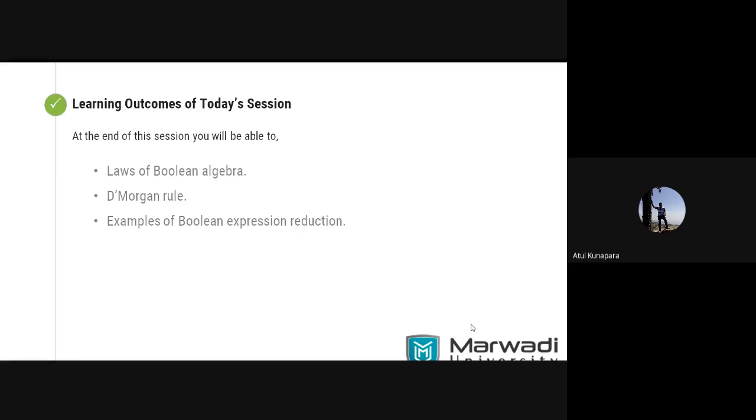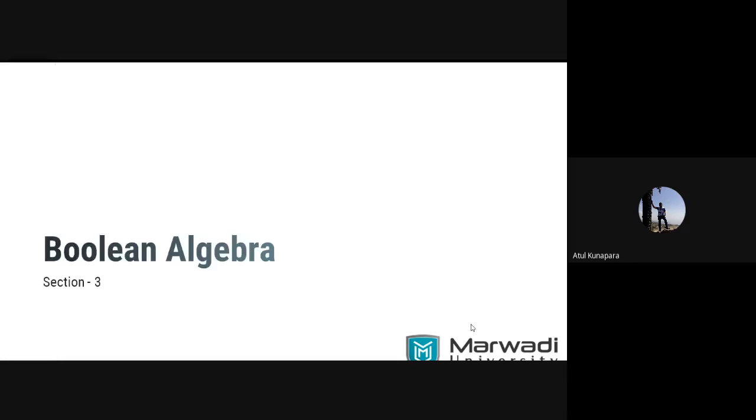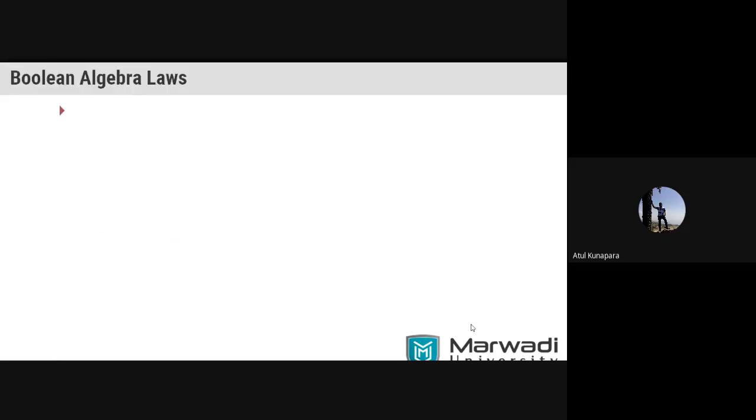One of the most famous theorems for Boolean expression reduction is the De Morgan rule, which we also came across in the laboratory session. So that also we'll be discussing here. And then we'll take examples of Boolean expression reduction based on the application of all these rules. So let's move inside the Boolean algebra part of this chapter. We begin our session with the various laws.